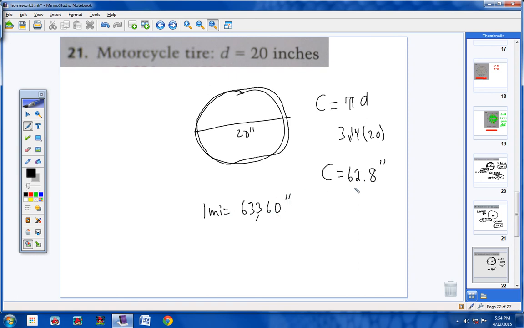Well, every 62.8 inches is one revolution. So let's see how many times 62.8 will go into 63,360. Alright? So if we type this in correctly, we will come up with approximately 1,000. These are all approximations, but approximately 1,008 turns is how many turns this tire would have to make before it reached a mile. Okay? Alright, let's continue on.